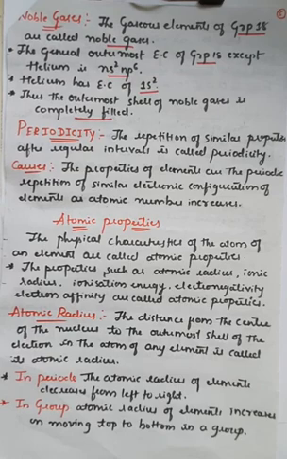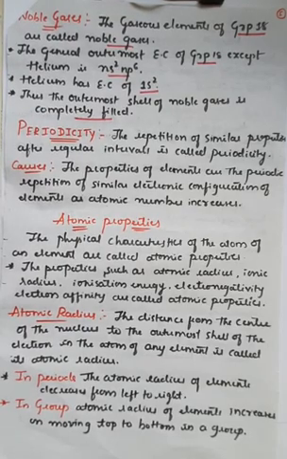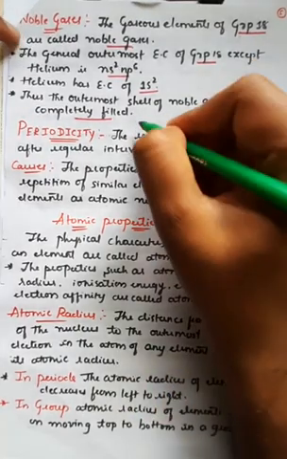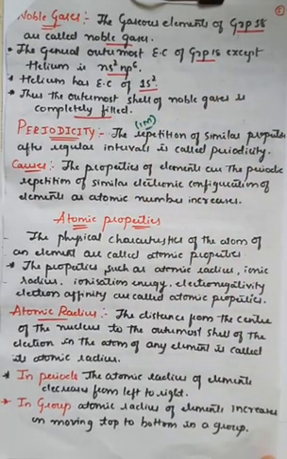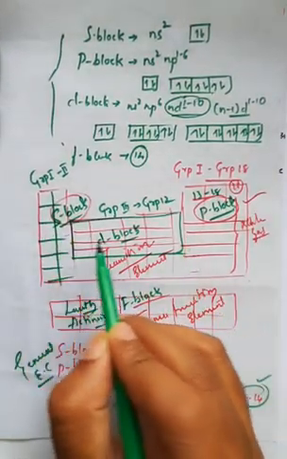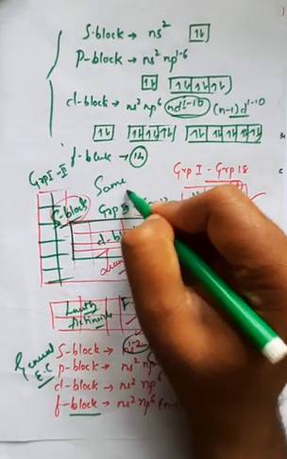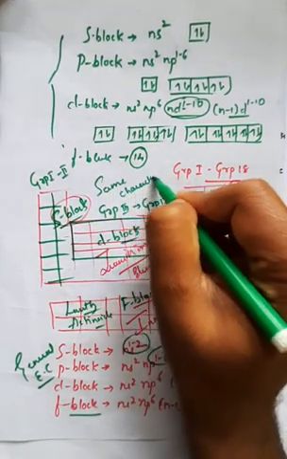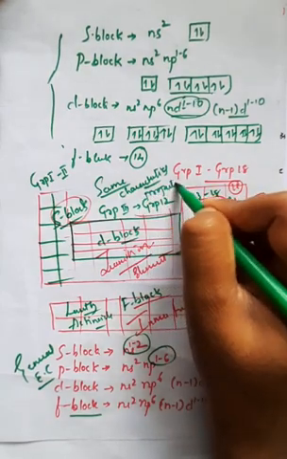So further, if you go for the definition of periodicity, what is periodicity? Periodicity is nothing but the repetition of similar properties after regular intervals, right? So this can be asked for 1 mark: define periodicity. Periodicity means, whenever you arrange the elements in different periods, you will get the same characteristics, or the same properties can be observed, right?